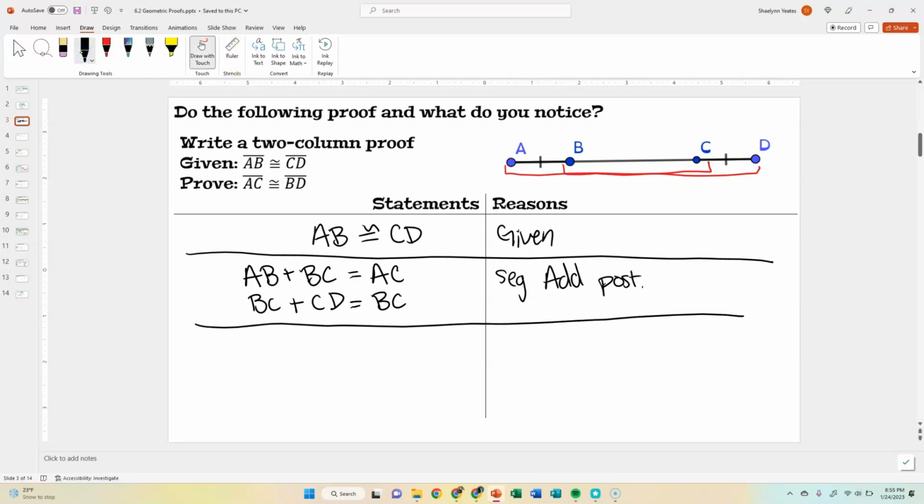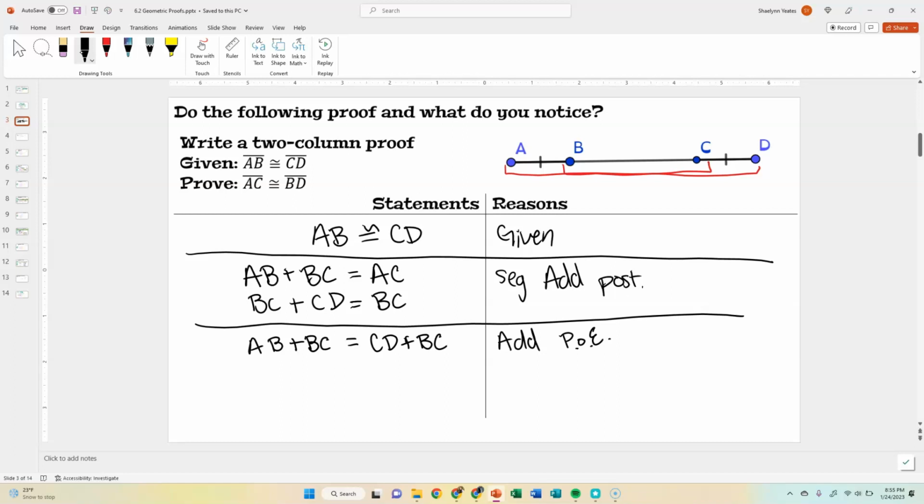Now, if I go to this next step, I now need to somehow get that AC is congruent to BD. Well, I know that if I add the same thing to both sides, it remains equal. So if I take AB and I add BC to that side, and I know that's equal to CD, then I've also got to add BC to this side. Well, if I add something to both sides, that is called the addition property of equality.